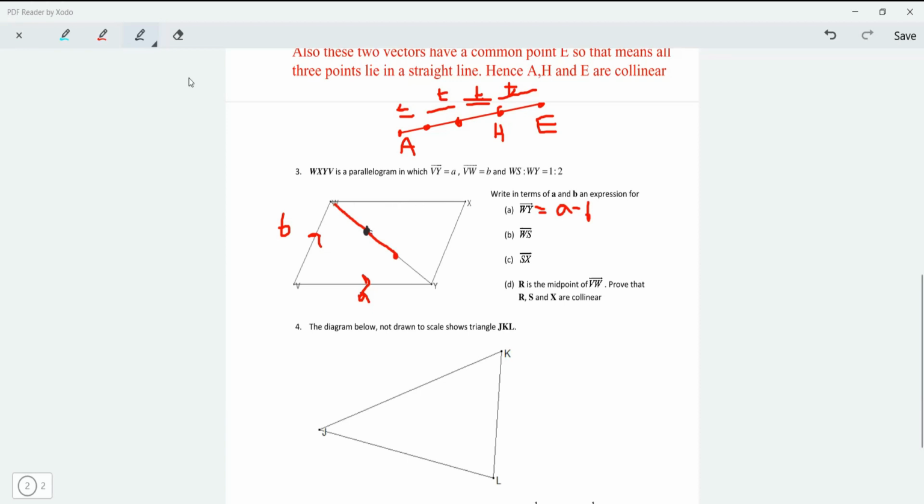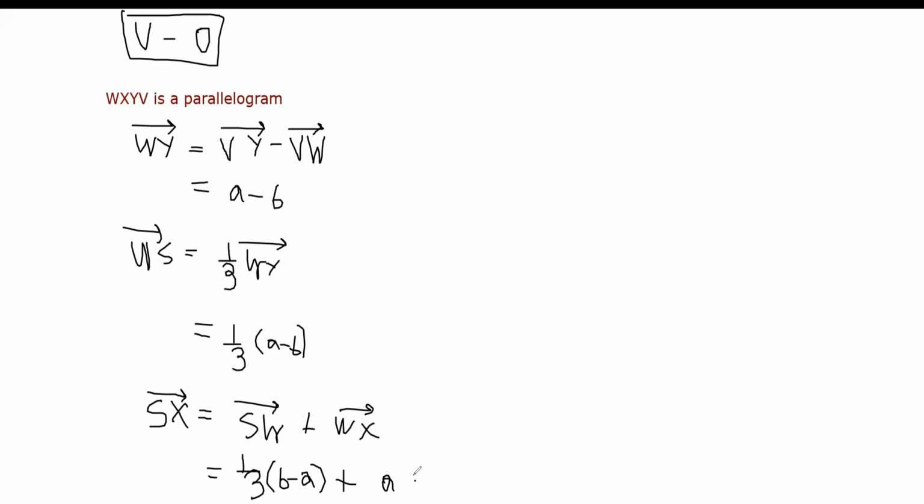Since it's a parallelogram, we know that W to X is parallel to V to Y. So this is just A. So you're done. Easy. So that means this is just 1/3 of B minus A plus A. To simplify, it's going to be 1/3 of B, then minus 1/3 of A plus A. But A is really 3/3 times A. So in reality, this simplifies to 1/3 of B plus 2/3 A. That's S to X. All right, nice.